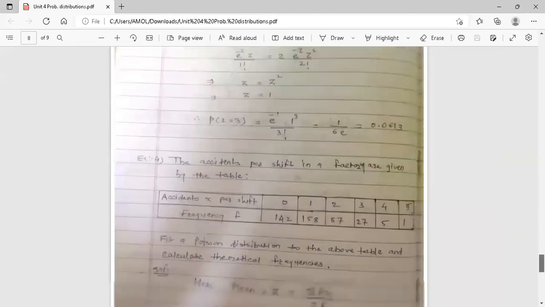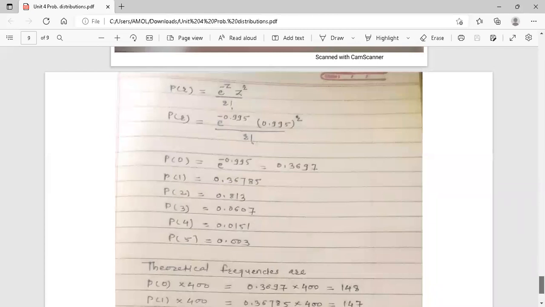The Poisson probability distribution topic is over. I have covered all types of examples on the Poisson distribution.